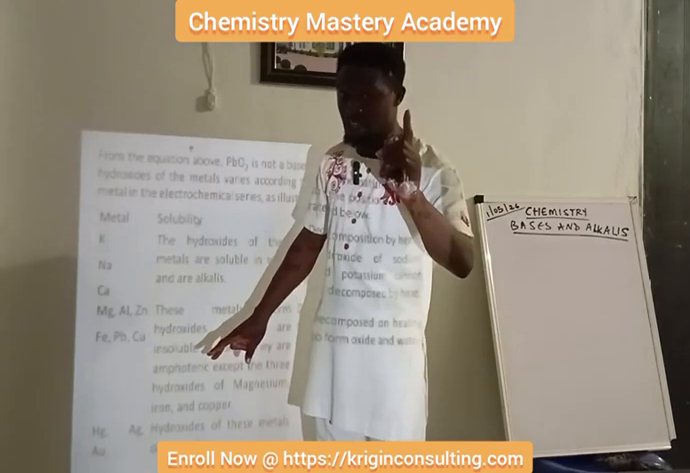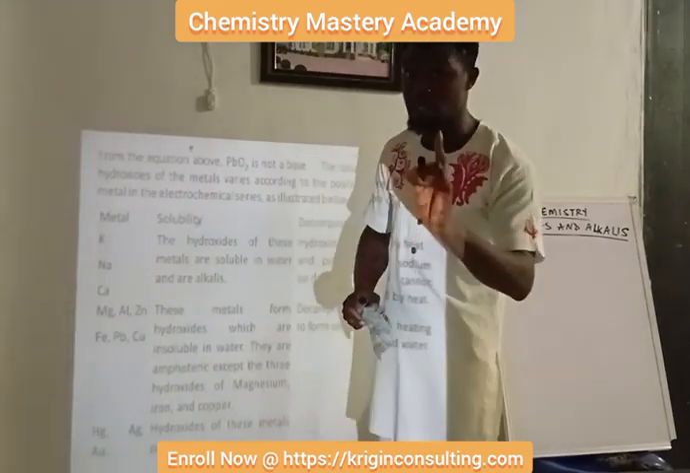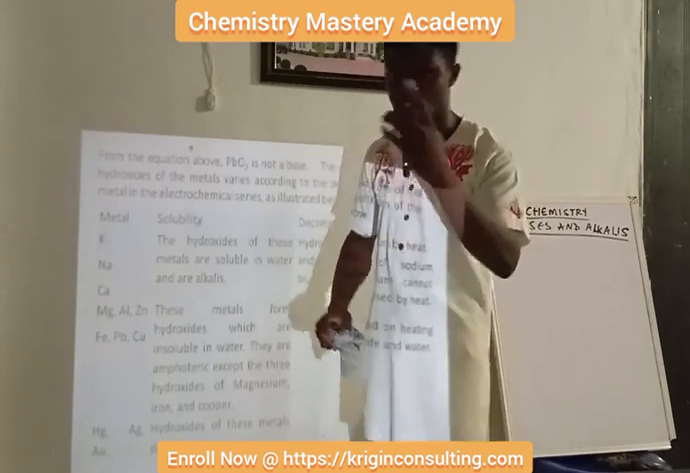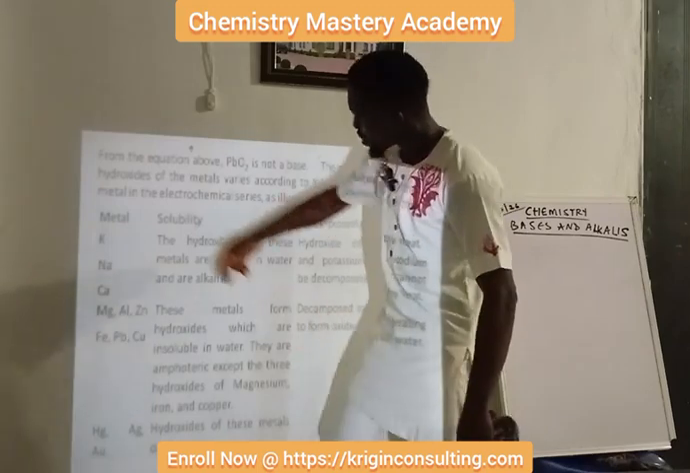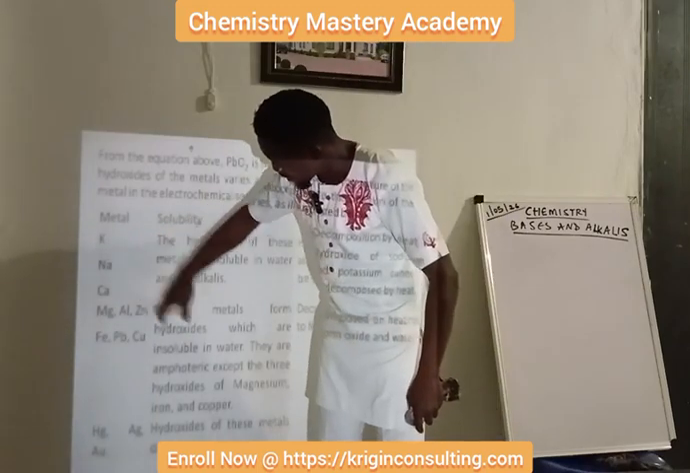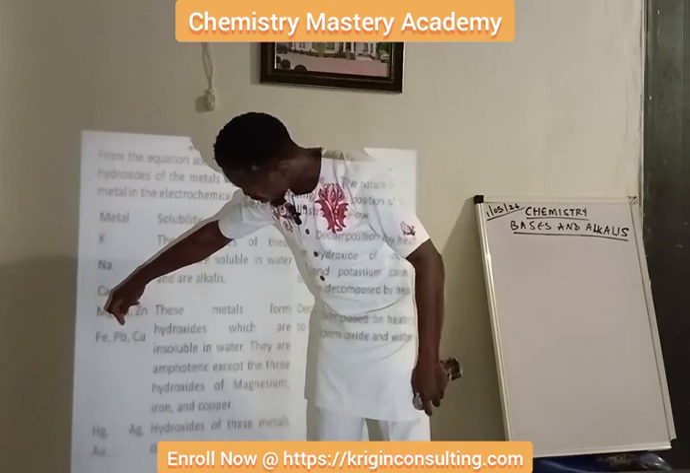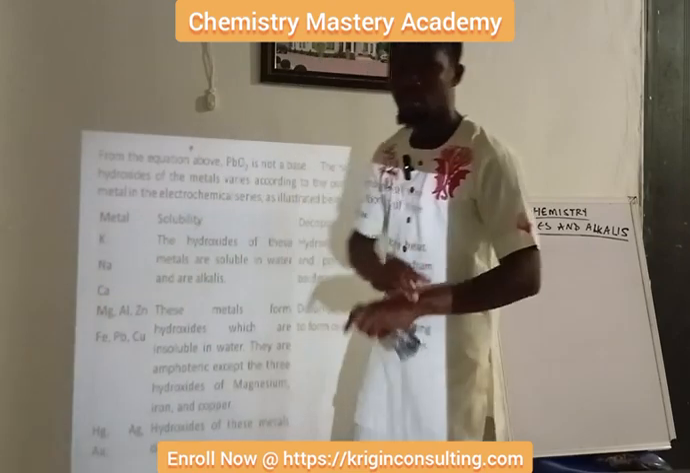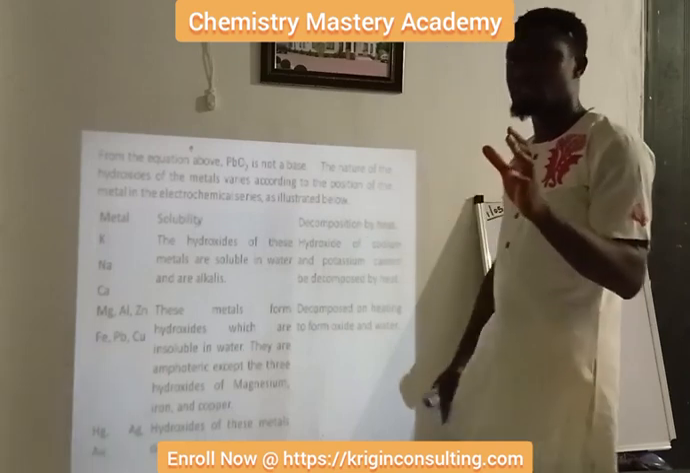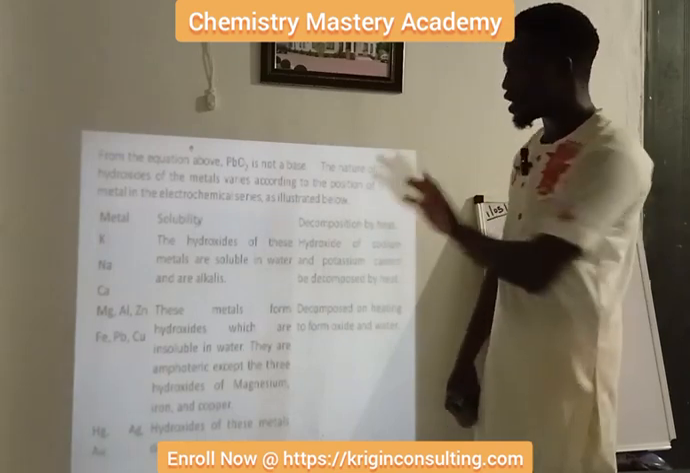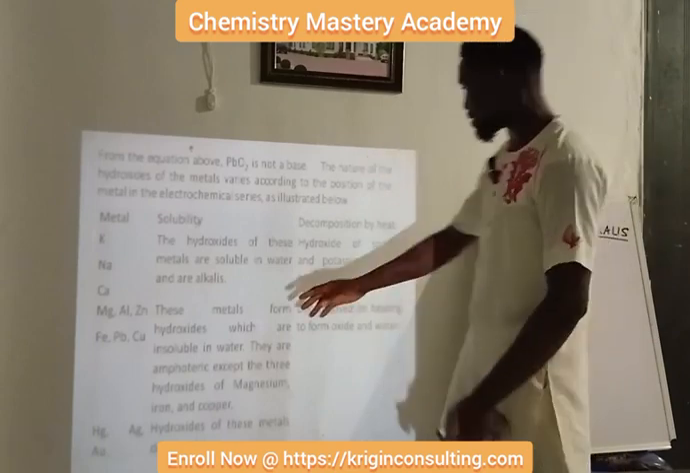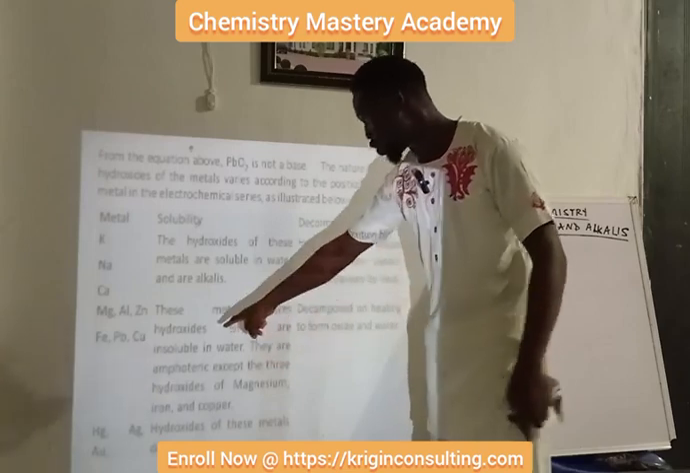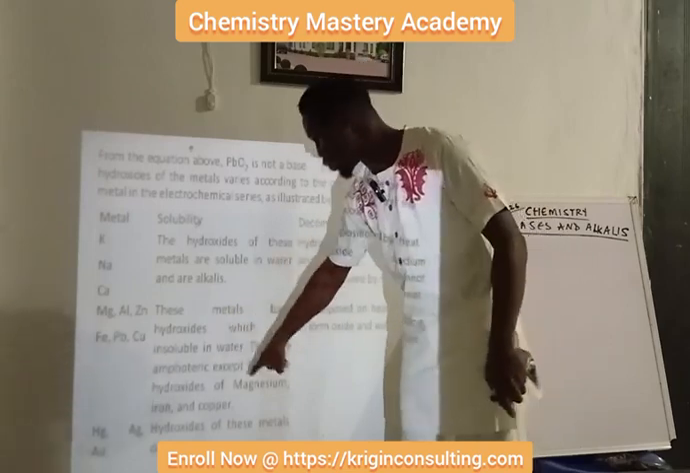Remember what we said concerning alkalis. Alkalis are substances or bases that are soluble in what? In water. Is that clear? All right. Now, magnesium, aluminium, zinc, iron, lead, and copper, the hydroxides are not soluble in water. So they are not what? Bases. Is that clear? So these metals form hydroxides which are insoluble in water.